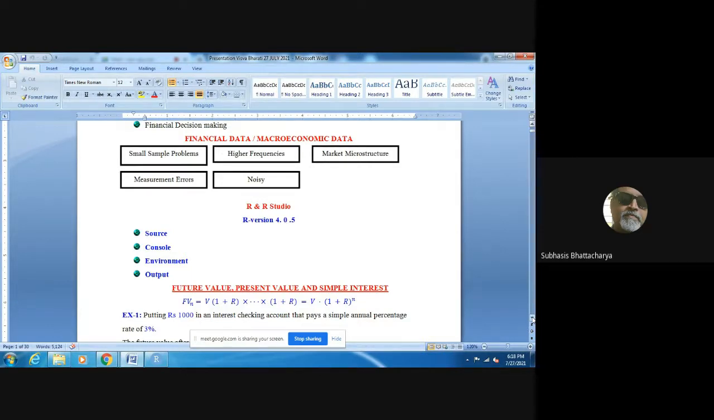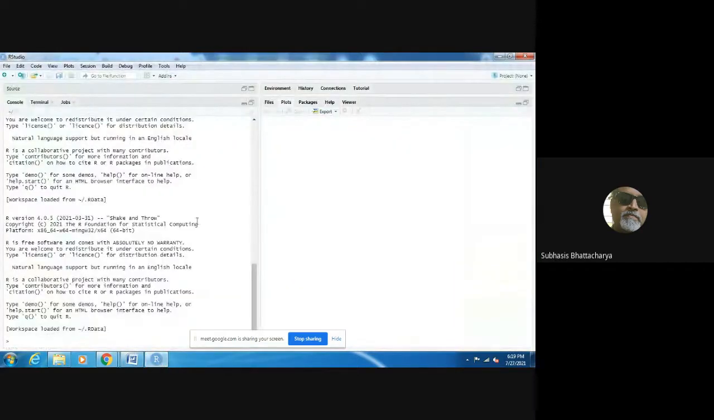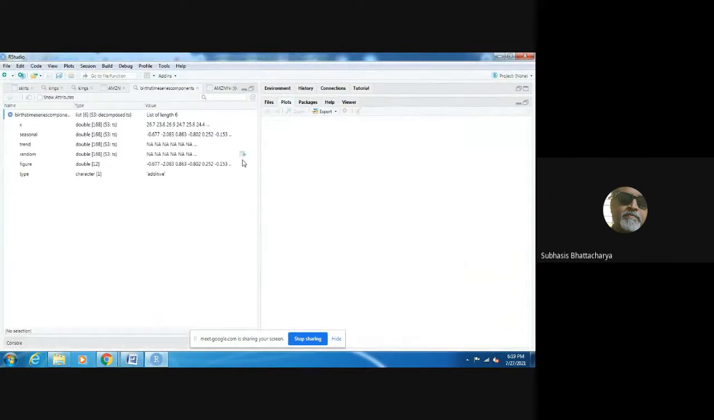And for example, plotting of the data, that is the derivation of figures, those are more beautiful in case of R. So if I share the R screen with you, there are actually four things. There are actually four things in R.